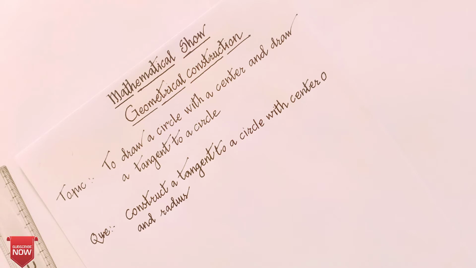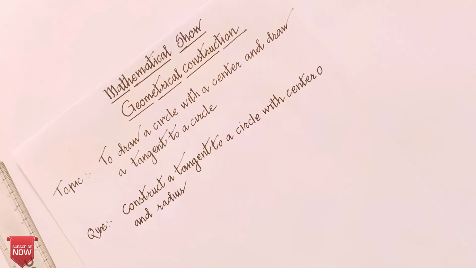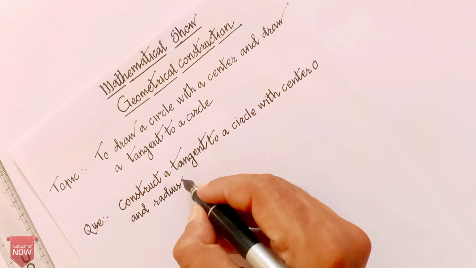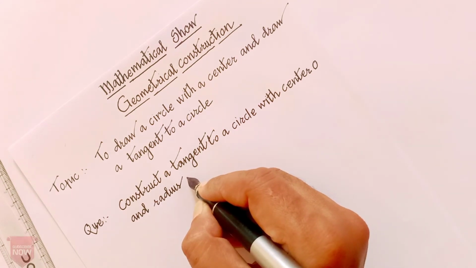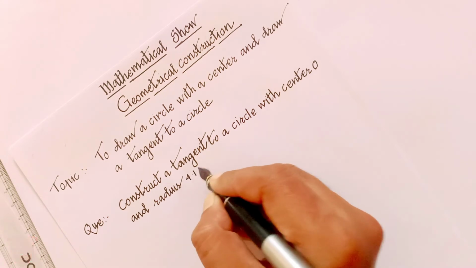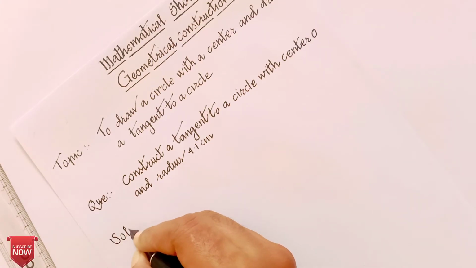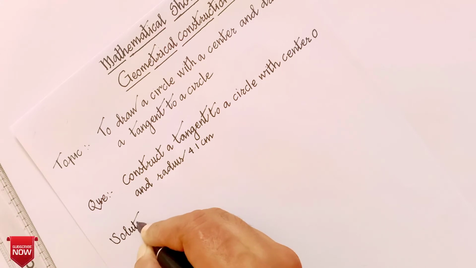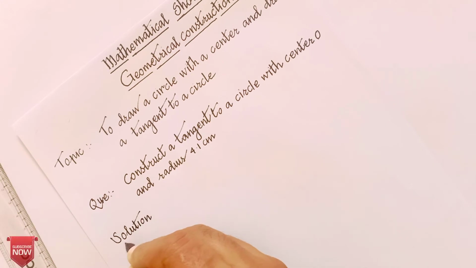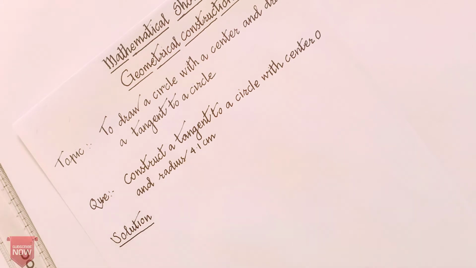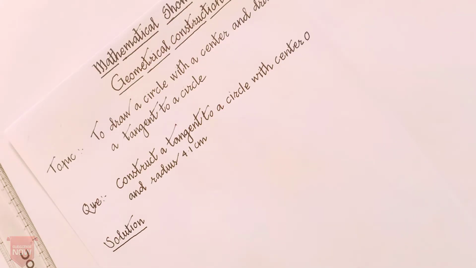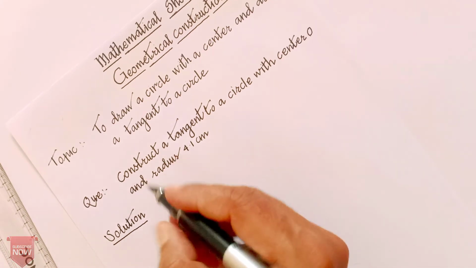Now a question: construct a tangent to a circle with center O and a radius equal to 4.1 centimeter. Now you see here, in that we have to draw a circle. At first you have to draw a circle. Now you see here, you draw a rough figure at first.